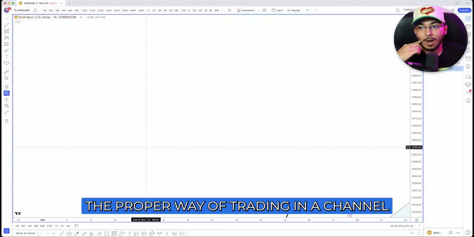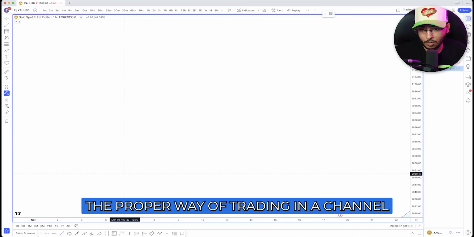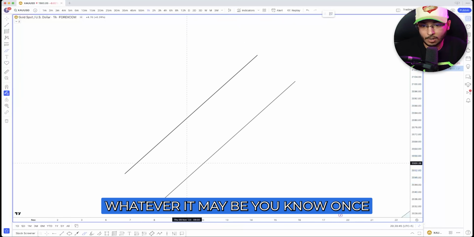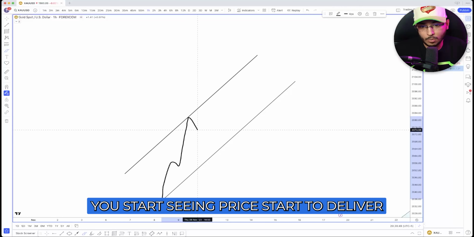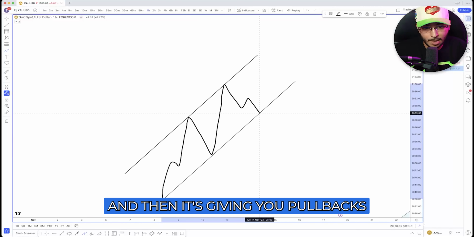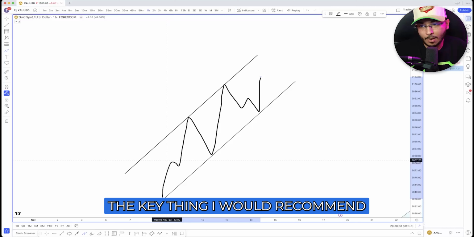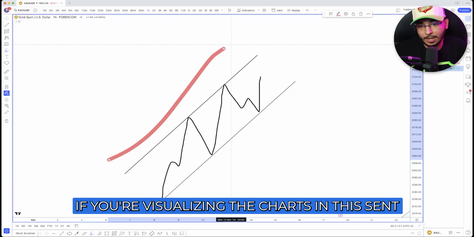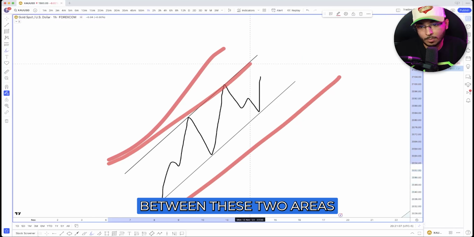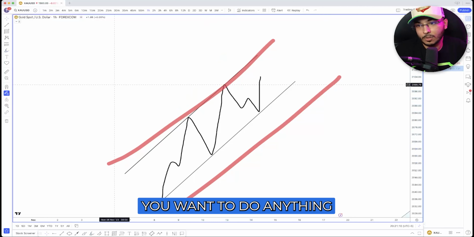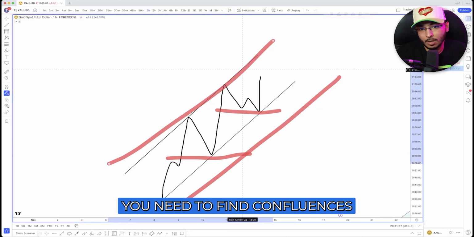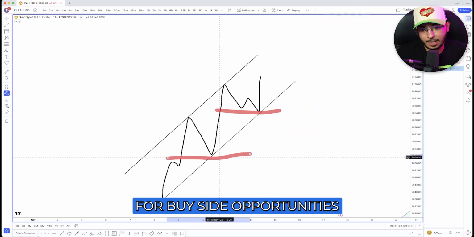So in regards to it, the proper way of trading in a channel is once you have identified the channel, whether it's a bullish channel or a bearish channel, whatever it may be, once you start seeing price deliver higher highs and higher lows, and it's giving you pullbacks and more opportunities, the key thing I would recommend is, if you're visualizing the charts in this sense and you can see price going between these two areas, you want to find confluences on the buy side, right? If it's a bullish channel, you need to find confluences for buy side opportunities.